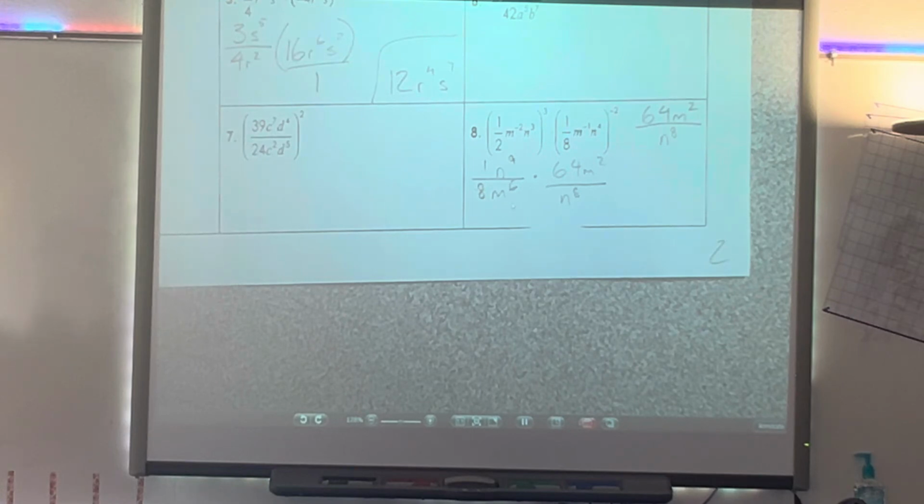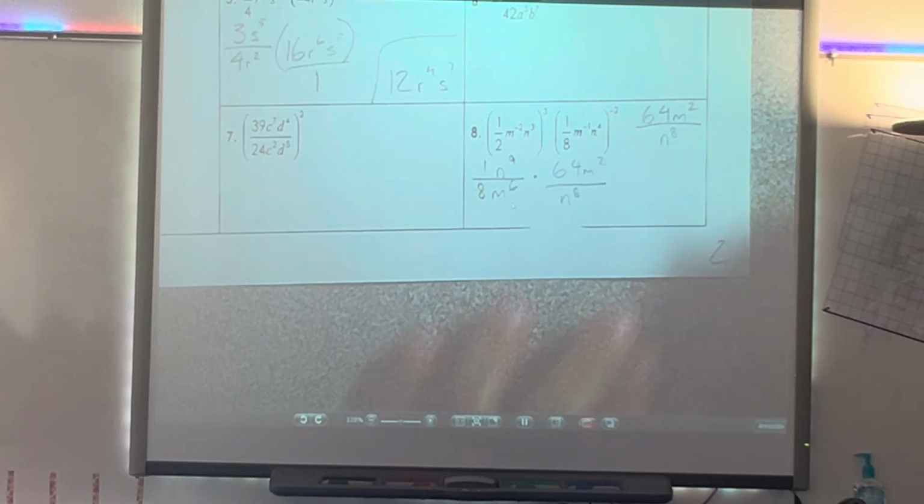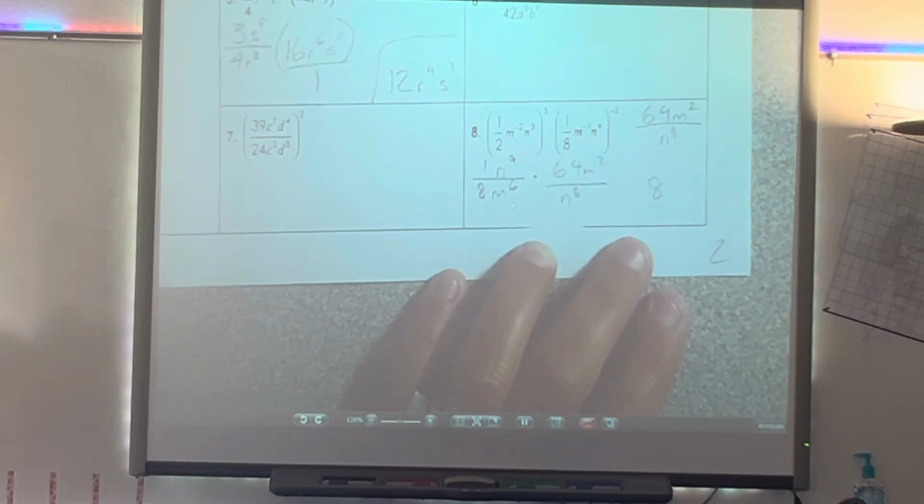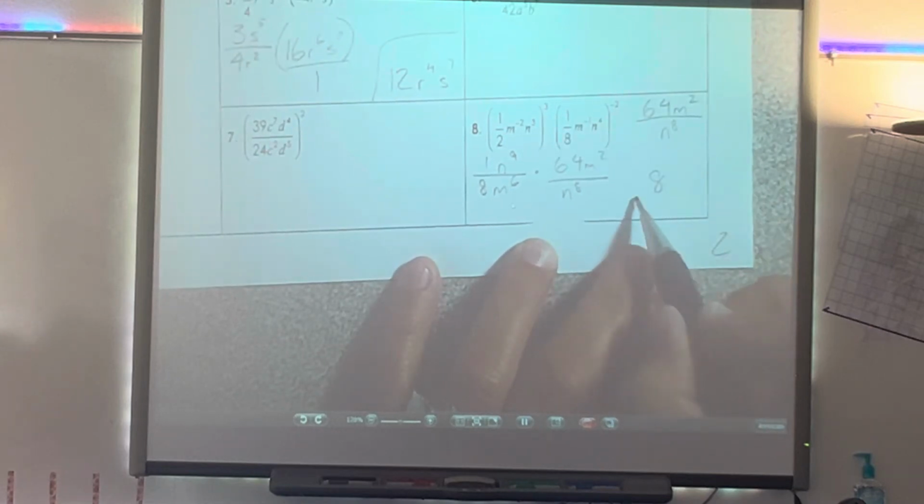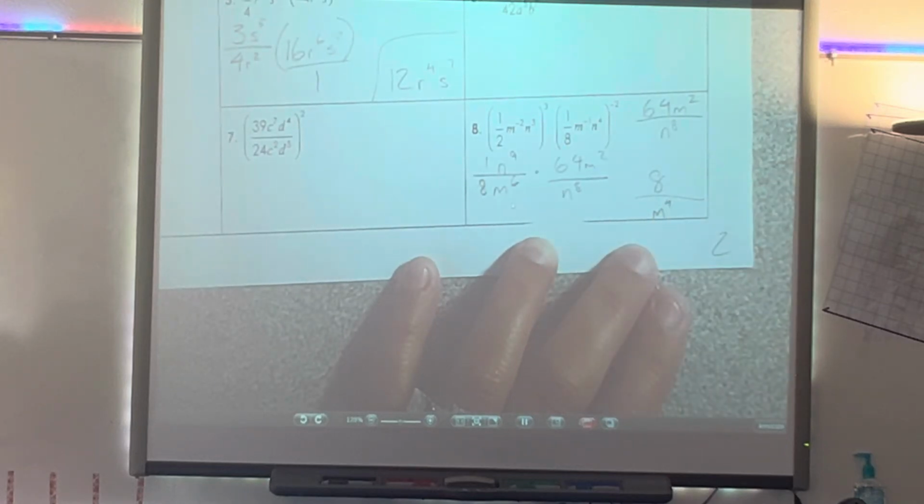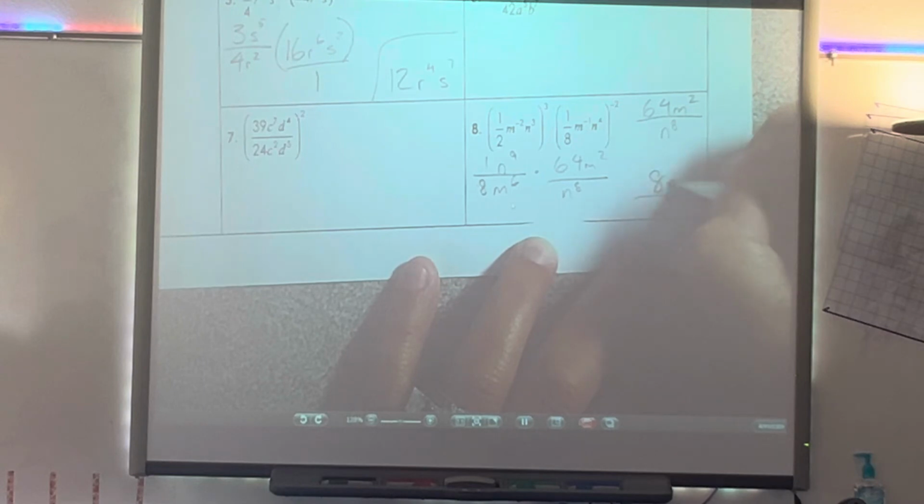Numerically, what do we got? 64 divided by 8. Okay, yeah, and it'll be on top. So A. What about m? Top or bottom? It'll be on the bottom. So m to the what's that? 4 on bottom. All right, and n we've got single n on top.